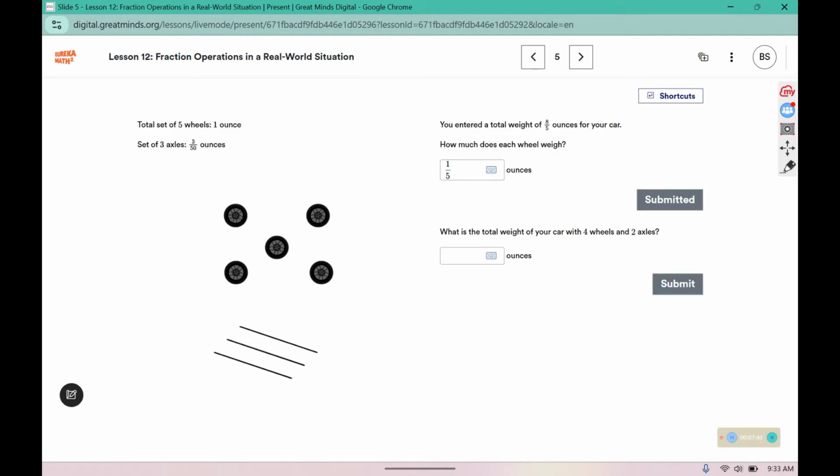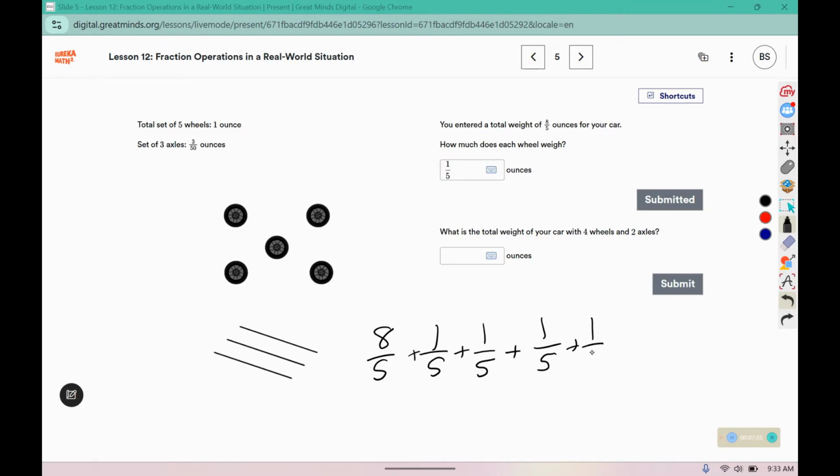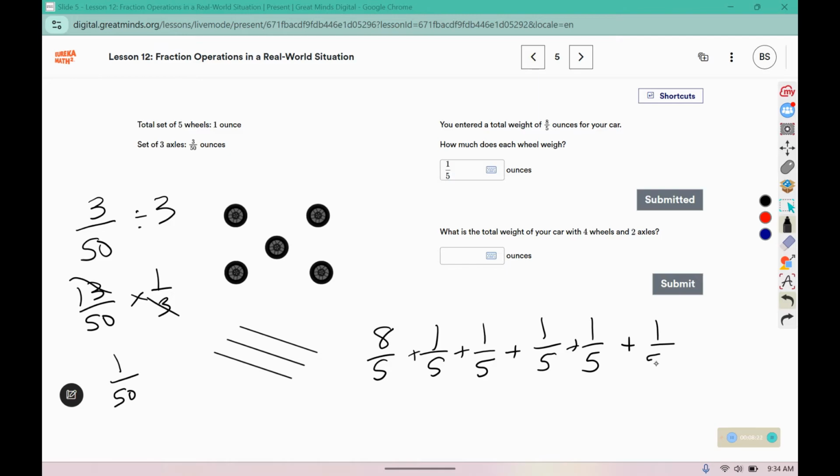What is the total weight of your car with 4 wheels and 2 axles? So my car was 8/5. Each wheel is 1/5. And I'm going to put 4 wheels on my car, not 5. And 3 axles is 3/50. But I don't need 3, I only need 1. So I can think of that as a multiplication of 1/3. Well, these are going to divide out, so that would give me 1/50, but I need 2 of them for each axle.